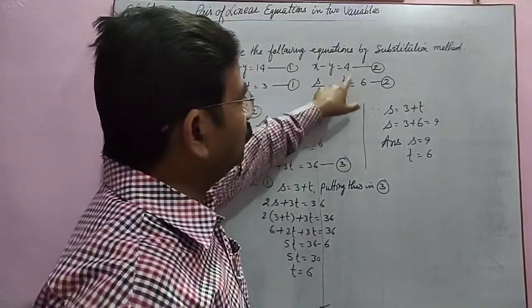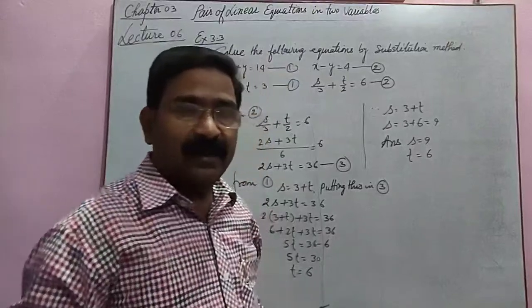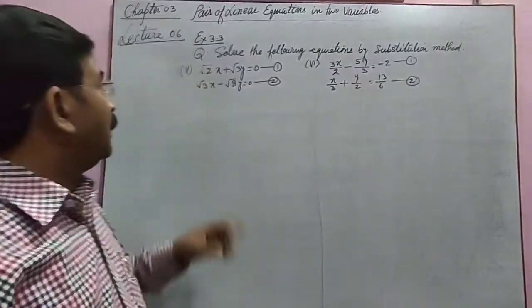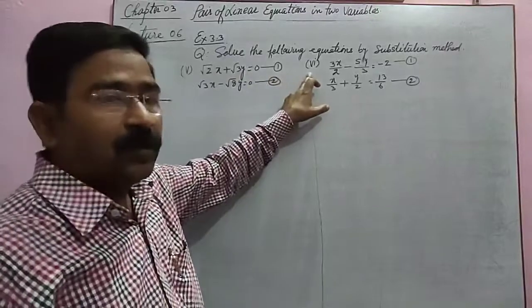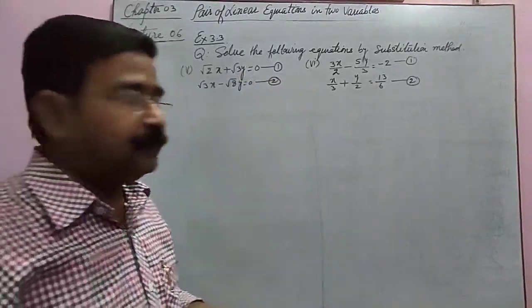Here t is equal to 6, 2 3s are 6, and add this 3 plus 3 is equal to 6. Means your answer is correct. Now students, I have written 5th and 6th part of the question. 3rd and 4th part you have to try yourself.